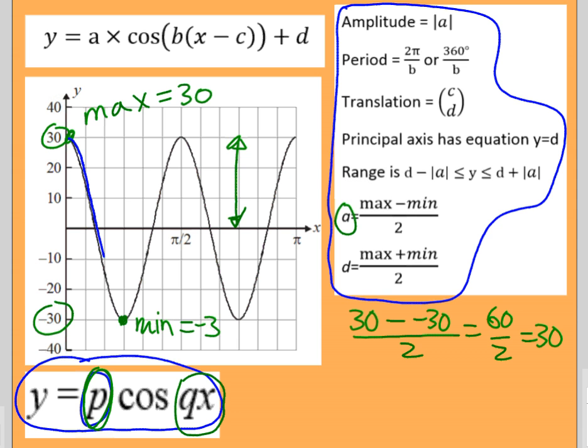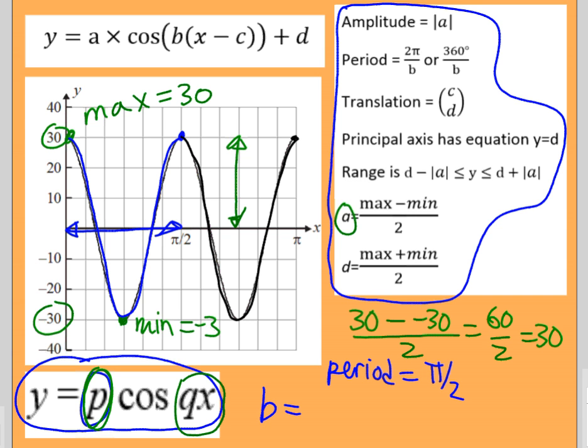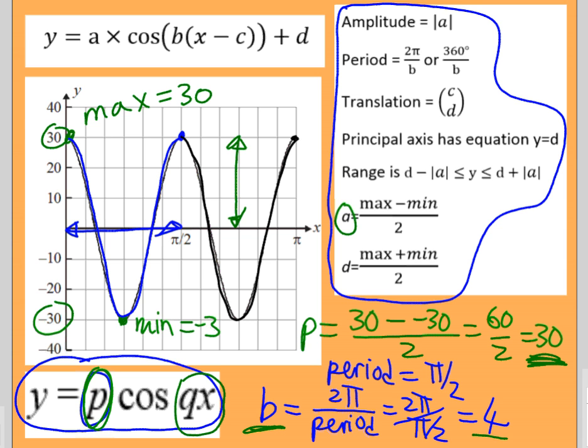Well, here, this is a repeating cycle right there, because then it repeats. Let's look at the length of that repeating cycle. This length is pi over 2. So the period is pi over 2. And from our little triangle, B is 2 pi divided by the period, which is 2 pi over pi over 2, and that is 4. So there we've worked it out. P is 30 and B is 4.